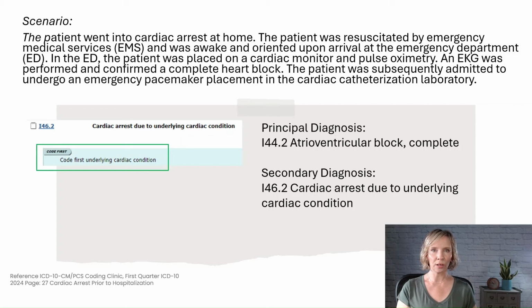The patient is currently undergoing active treatment, including clinical evaluation, therapeutic interventions, and diagnostic procedures, so we will assign a code from I46 to capture the cardiac arrest. The underlying cause of the cardiac arrest was determined to be a complete heart block, which is a cardiac condition, so we will assign code I46.2 for cardiac arrest due to underlying cardiac condition. Following the instructional note, we will sequence the code for the heart block before I46.2.